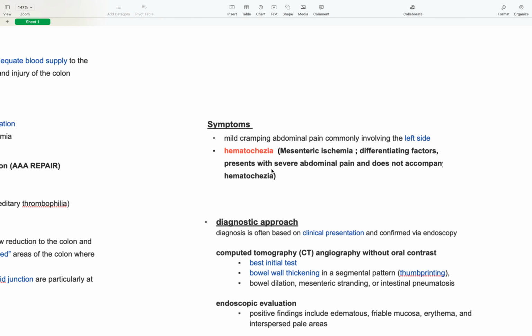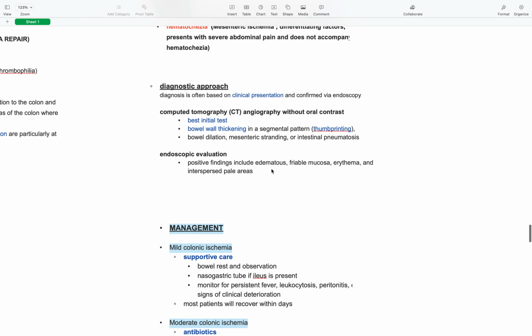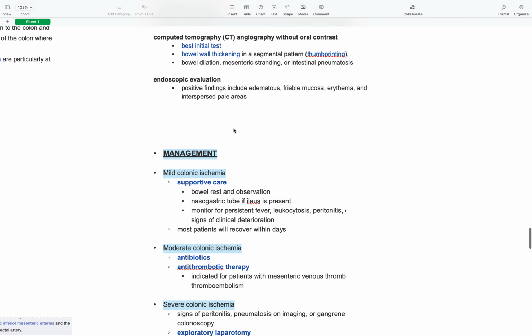Then what would be the next step? The sensitive test, or how you confirm it, is with the help of endoscopy, which will show edematous, friable mucosa, erythema, and interspersed pale areas. But you don't need to do an endoscopy in clinical practice when your CT scan gives you the diagnosis. The best initial test, however, would be a CT angiography without oral contrast.